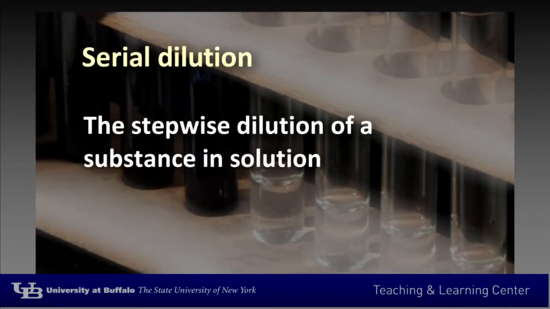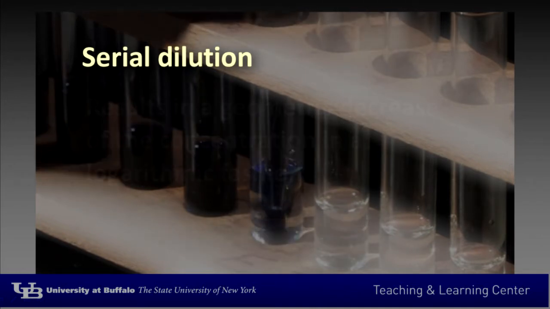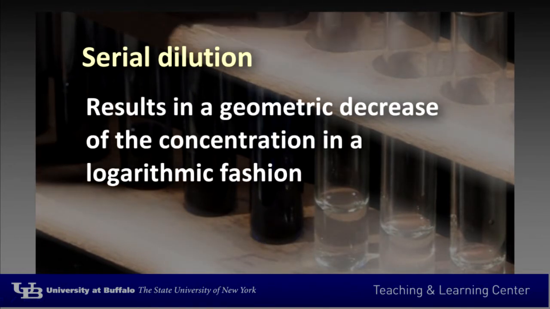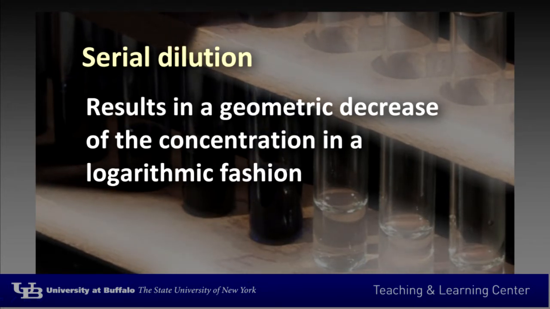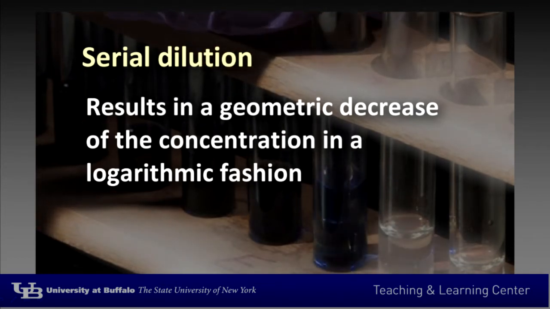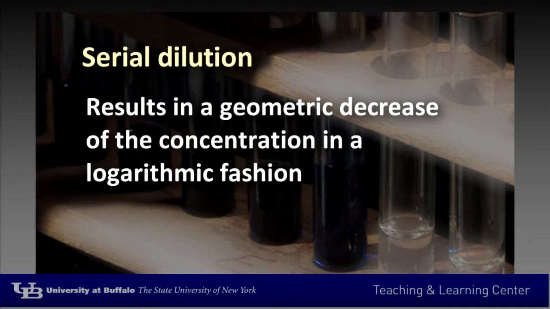Serial dilution. Serial dilution is the stepwise dilution of a substance in solution. Usually the dilution factor at each step is constant. Serial dilution results in a geometric decrease of the concentration in a logarithmic fashion. The source of dilution material for each step comes from the diluted material of the previous.